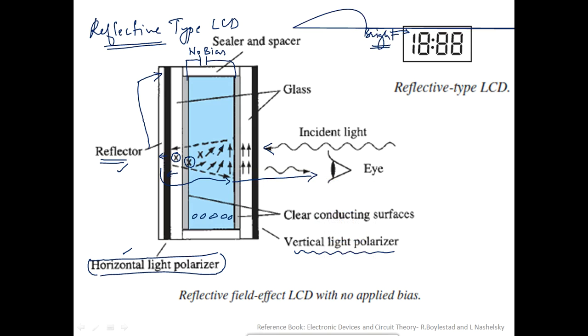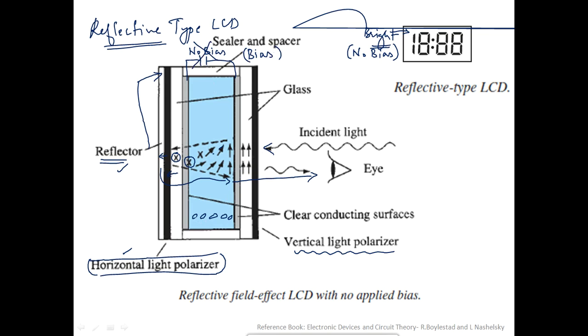The entire display appears to be bright when there is no bias. However, that is not our purpose, right? We want the numbers to be displayed. So for that, let us apply some bias to it. If we apply external bias, maybe 2 volts, 5 volts, whatever, what happens?